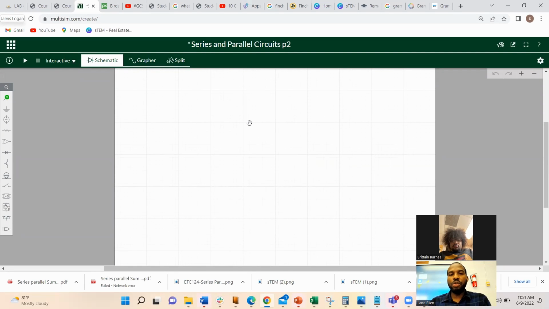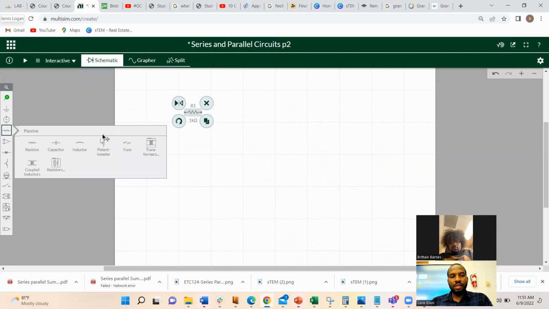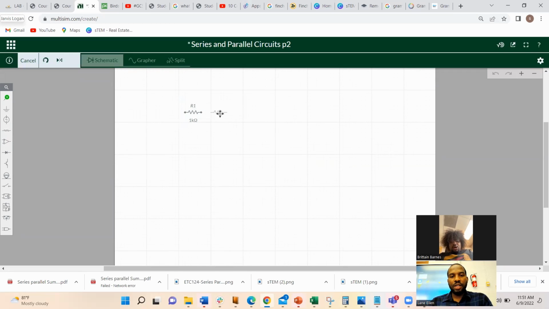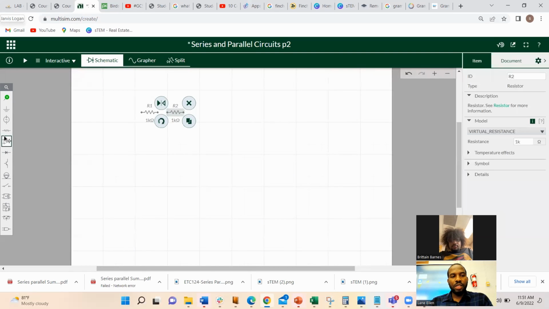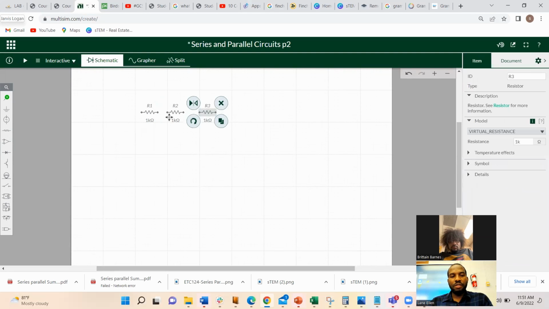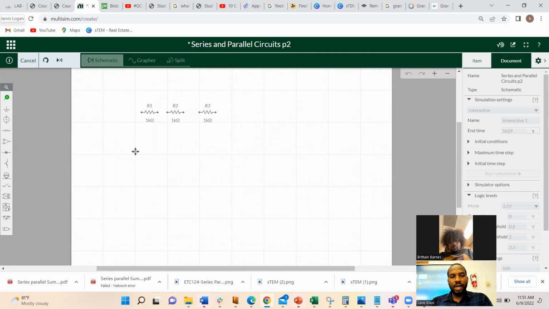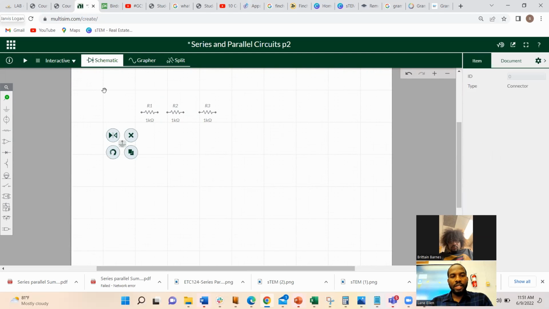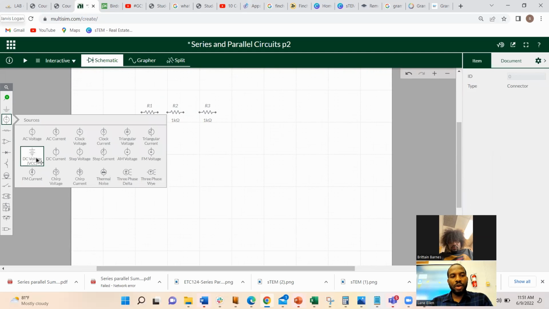So the first thing you want to do in your simulation is you want to go ahead and grab your symbol. So I'll grab the symbol of a resistor, and we're going to put it on the page. And I'm going to come back and get another resistor. So the series circuit has 3 resistors. So I'm going to just grab 3 resistors here, and I'm going to build the circuit first. So the first step is to get the components. If you're going to do the simulation, first step is to get the components. So I just got 3 resistors and I got the ground. Now I'm going to go on the sources and I'm going to grab a DC voltage.